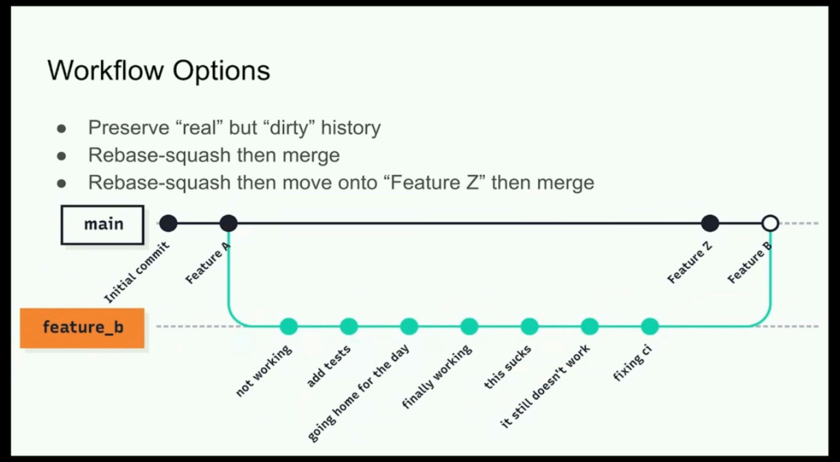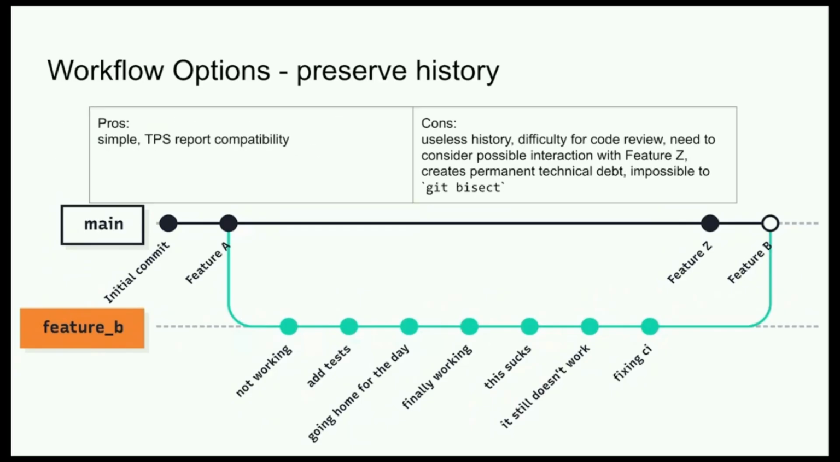So we have a lot of workflow options when we're thinking about pushing something. Number one, we can preserve our real and dirty history. We're going to talk about each one of these things independently. We could rebase, squash, and then merge our branch. We can rebase, squash, and then move on to feature Z. So let's go into each of these, because people have probably heard rebase and they're scared of it.